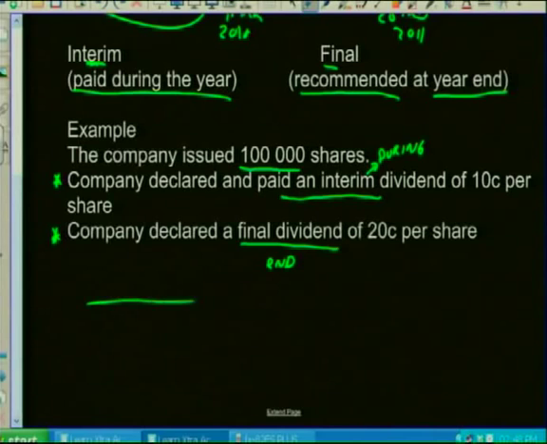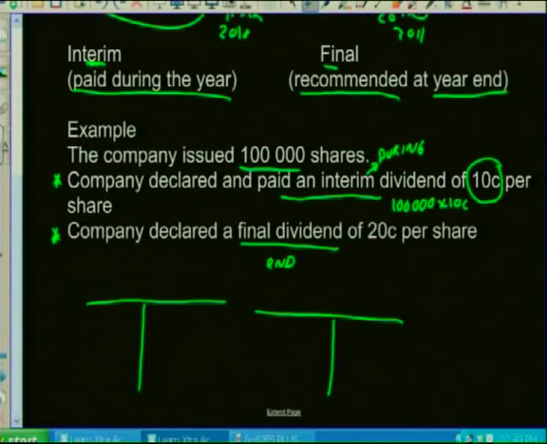For your interim dividend, again, ledger accounts always affect two accounts. Company declared and paid an interim dividend of 10 cents per share. So the information at the top, the company issued 100,000 shares. If we have to calculate your interim dividend, number of shares, 100,000. Each share receives 10 cents of the profit. So you've declared and paid an interim dividend of, if we take our 100,000 times 10 cents, an amount of 10,000 Rand.